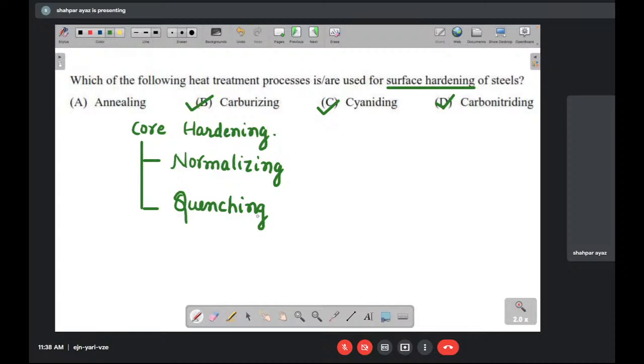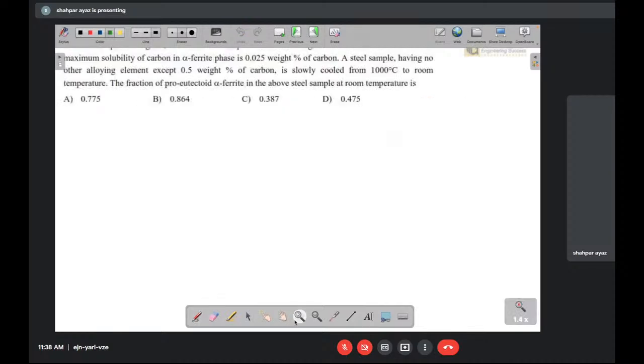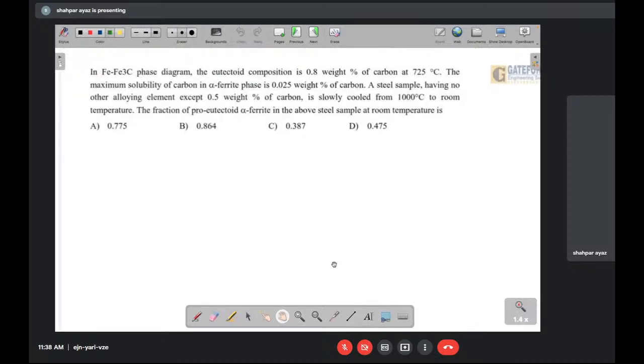Clear, all of you? Next problem is from the iron carbon diagram. It's a very, very beautiful question from the iron carbon diagram topic. Very beautiful problem it is. Do you know the iron carbon diagram, everyone?